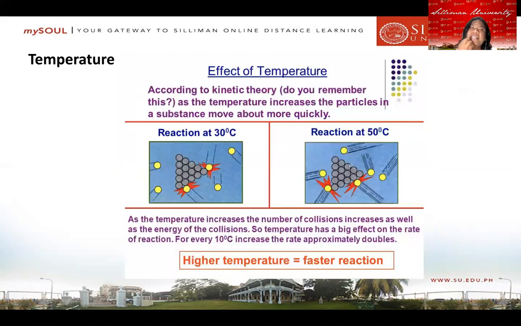Let's take a look at the other factors that affect the rate of reactions. Temperature is an example of this. I think the bottom line here is that if you have a higher temperature, you will have a faster chemical reaction. There will be a faster rate of reaction.